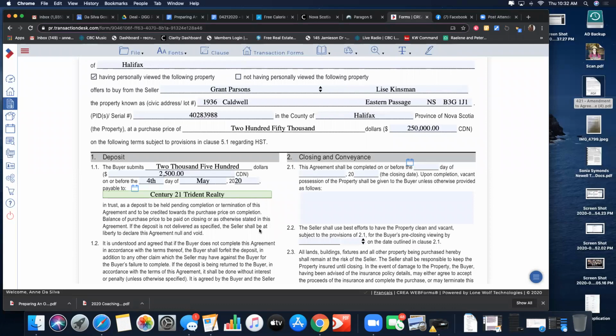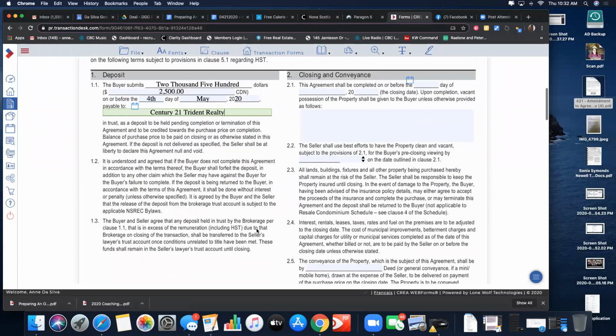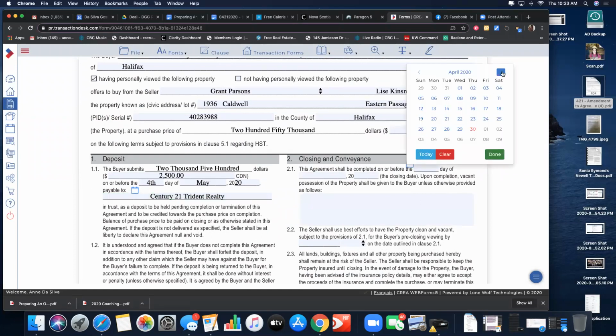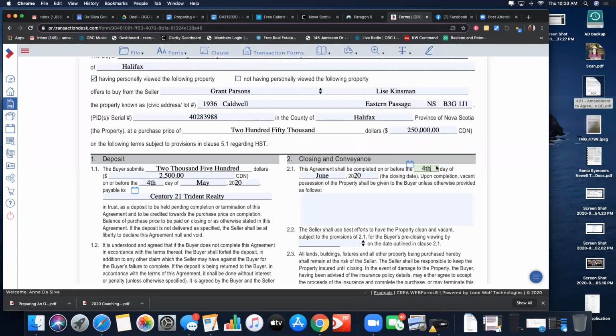Okay, moving on. Then we're going to have our closing date. And of course, please remember that your closing date cannot be on a holiday or on a weekend. You might be working weekends, but your lawyers and the registry of deeds are not. So I'm going to pick June 4th just as a random date.